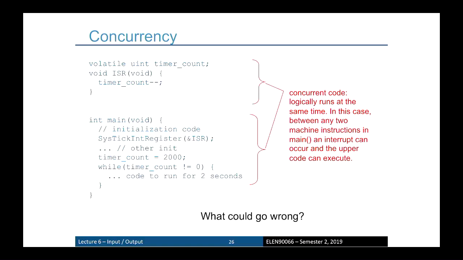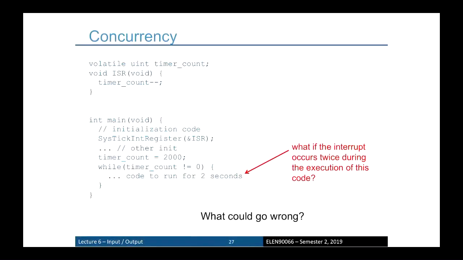So what could go wrong with this particular piece of code? When we have interrupts and concurrency, a classic case would be what happens if, inside this loop here, where you might have some code, maybe print some stuff, there might be a lot of code here, the interrupt happens twice inside this code, or maybe 5 times, right? It's decrementing the timer count. By the time you get back to the bottom of the while loop, timer count may actually be less than 0. It might have crept below 0.